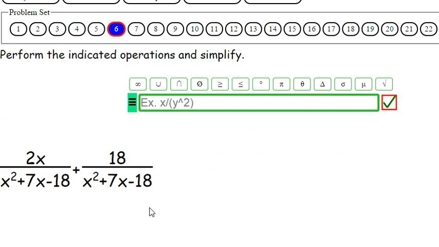Alright, we got 2x over x squared plus 7x minus 18, plus 18 over x squared plus 7x minus 18. So as we can see here, both our denominators are the same, and that's good news, right?